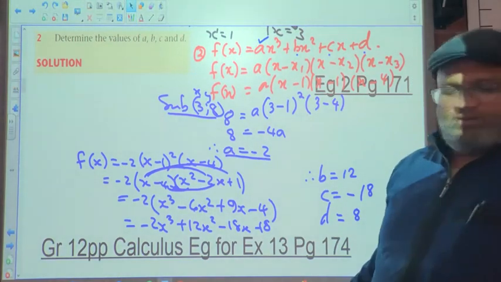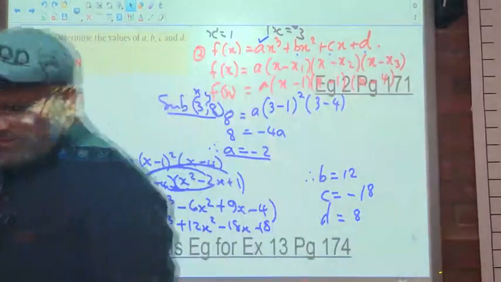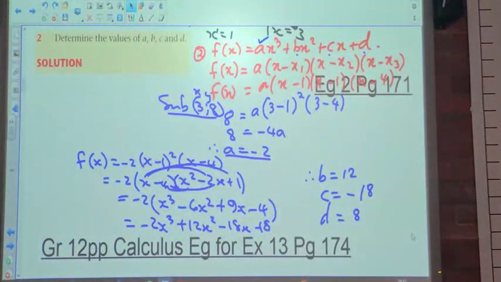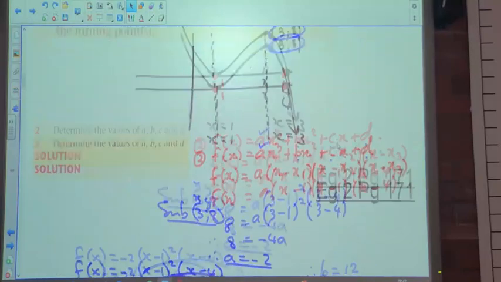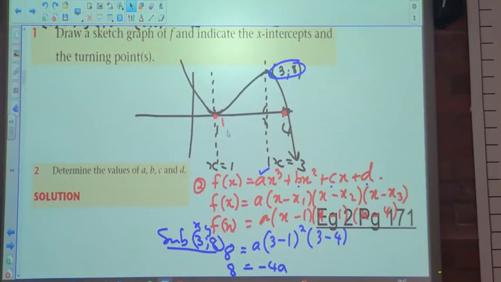Okay. Something like this is worth 5 marks. We go back to the graph, yes? So with that, (x minus 1), if you have to do any other number, you use the same rules.